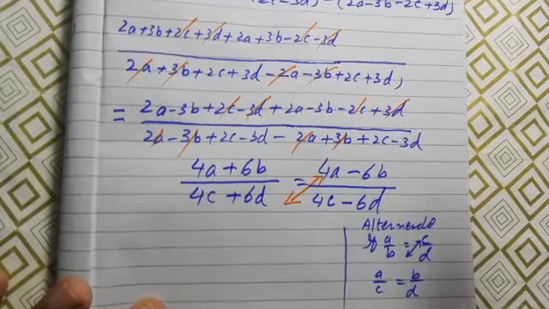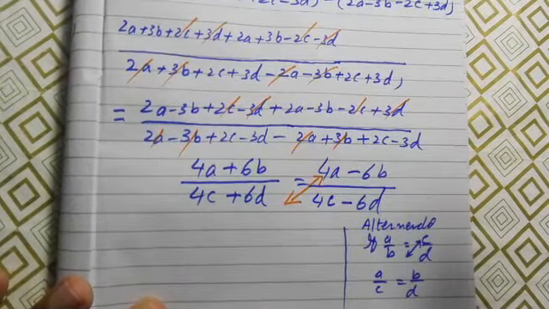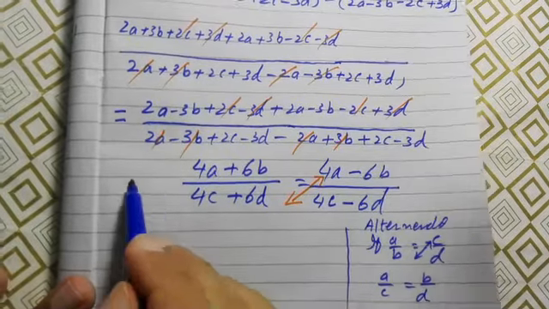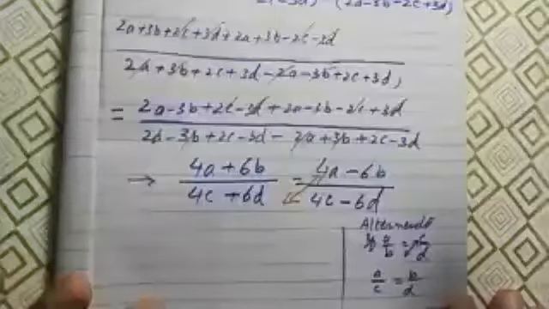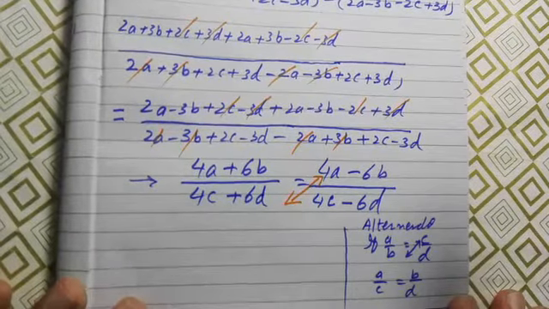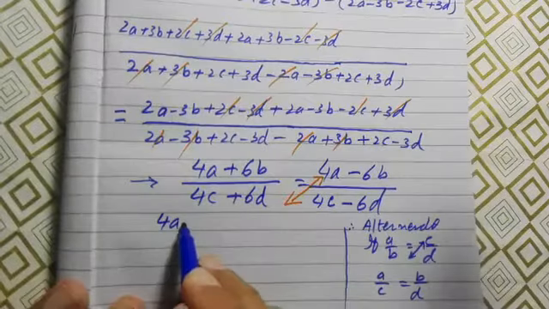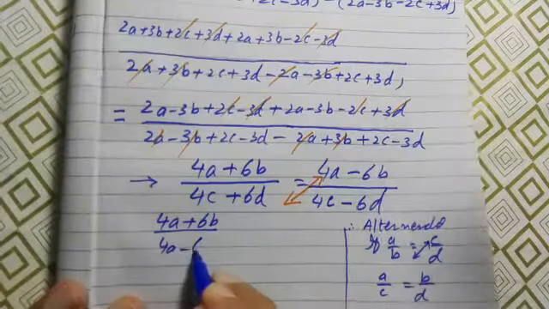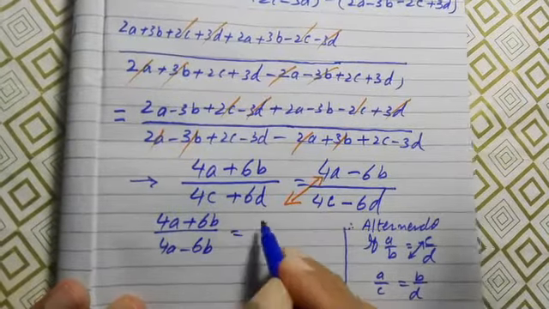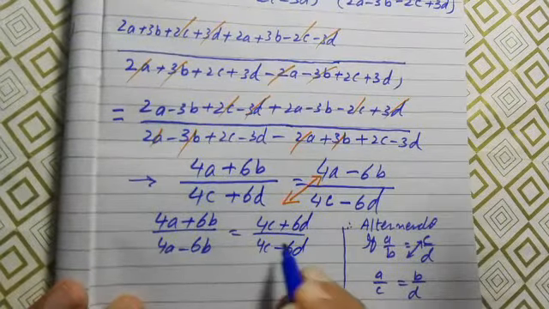The reason I am telling you this is that we have to apply the componendo dividendo theorem, but if we apply it at this stage of the question, it will not return a required answer. So we will first swap or alternate the terms by using the reference theorem. Then you will see that we will be getting 4a plus 6b divided by 4a minus 6b equals 4c plus 6d divided by 4c minus 6d. So this will be the format.